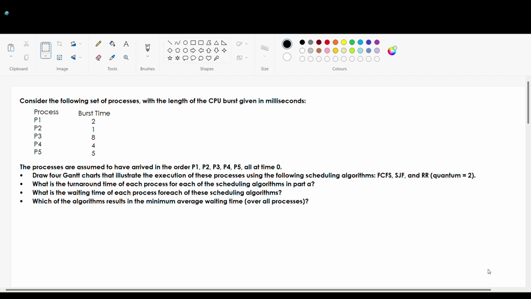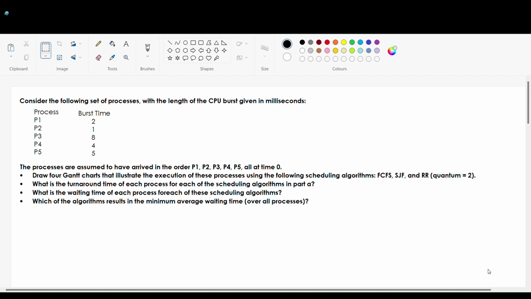Draw 4 Gantt charts that illustrate the execution of these processes using the following scheduling algorithms: FCFS algorithm, SJF algorithm, and round robin with quantum 2. Now, what is the turnaround time for each process for each of the scheduling algorithms in part A? What is the waiting time for each process? Which algorithm results in the minimum average waiting time over all the processes?